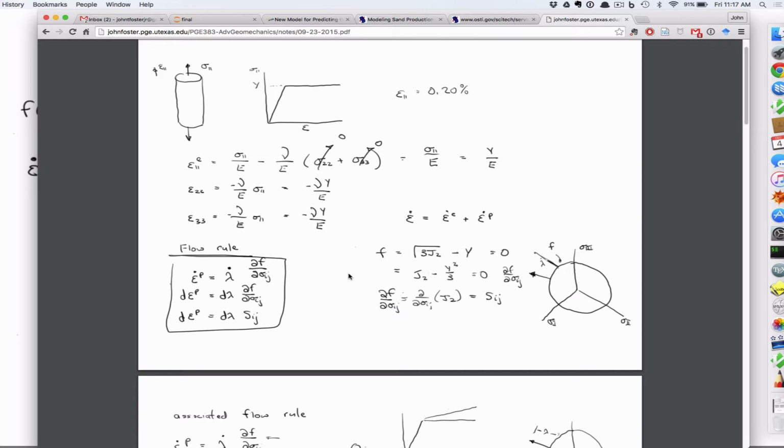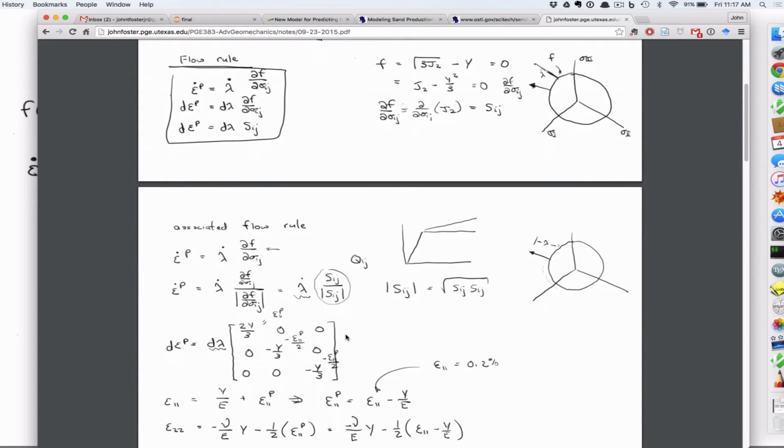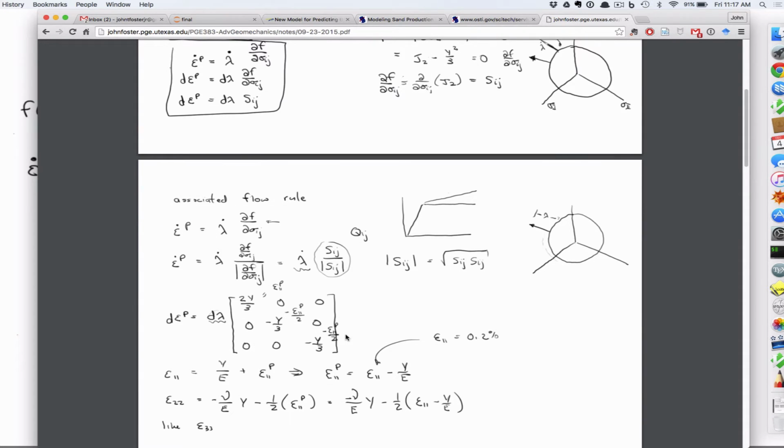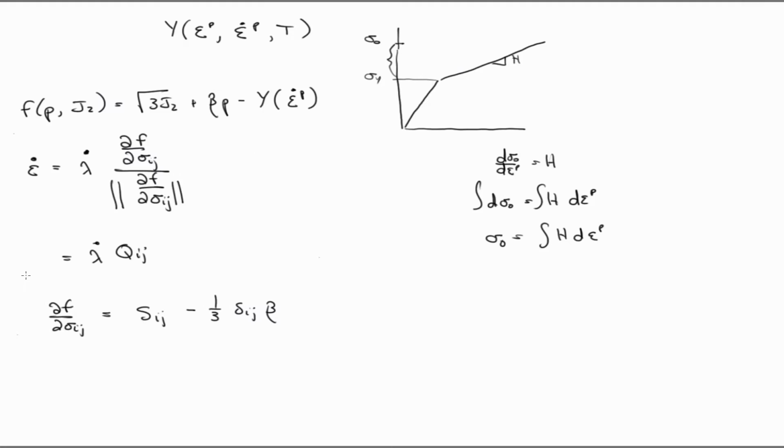But in the Drucker-Prager operator, I can't move it over. Yes, you're right. So you'd have the square root of 3J2. You're right. Okay, yeah.